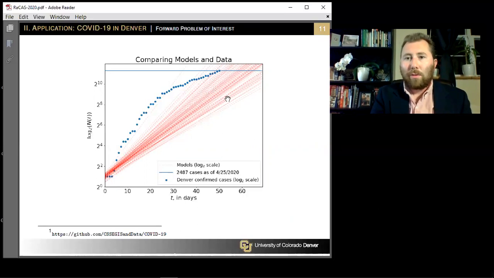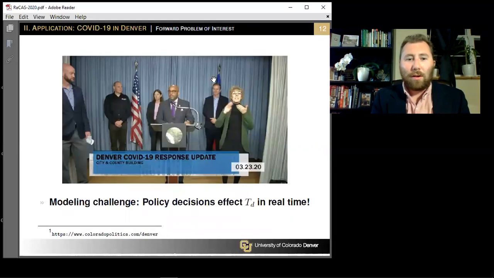And a lot of that has to do with the doubling time. Notice how there's a certain slope that we have up until about the 25-day mark, and then all of a sudden the slope of this line seems to kind of break or change a little. Well, time to make an important note. Policy decisions are affecting T-double in real time.